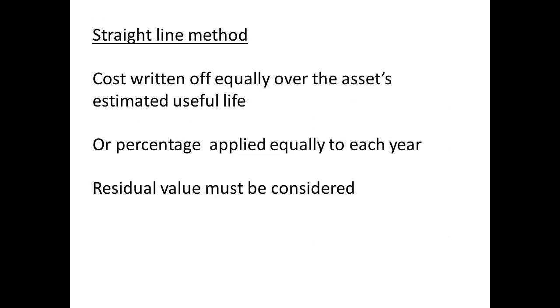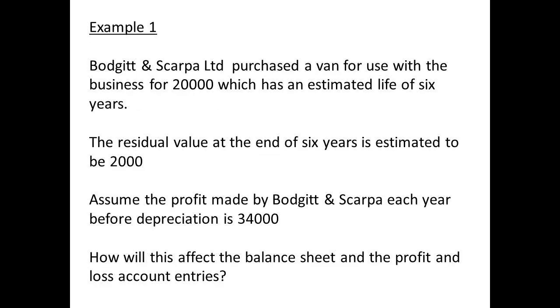First, we shall consider the straight line method. Cost is written off equally for each accounting period, or a percentage value applied to each year. The residual value must be considered. Consider the purchase of a van for use in a business. Bodgett and Scarpa purchase a new van at an historic cost of $20,000. They expect to use the van for 6 years and to be able to get $2,000 for it as residual value at the end of that time.